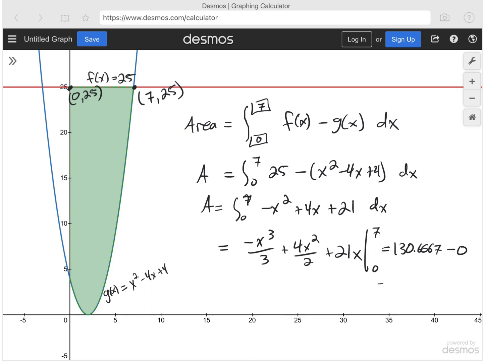So we do want to compute or write an exact number. So let's go ahead and convert this to an improper fraction. Doing that in my calculator really quick, I get 392 thirds. So 392 over 3. This is the exact area that was trapped between the f function and the g function over the indicated interval. So the interval was 0 to 7. All right, let's look at another example.